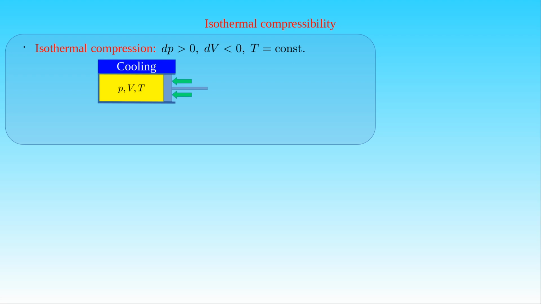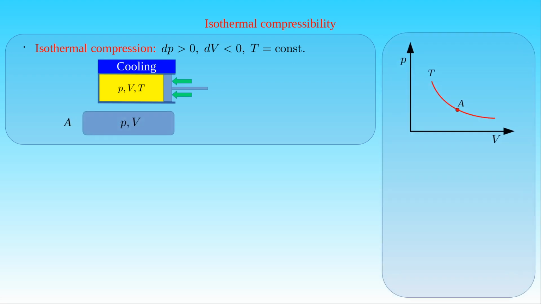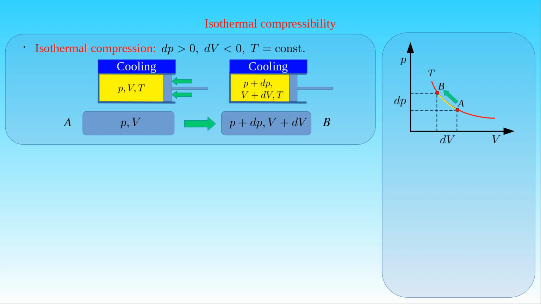The initial state of the gas in the cylinder is the state A. Let the initial pressure and volume of the gas be P and V in this state. We can look up the constant temperature T from the pressure-volume plot for the initial values of pressure and volume. The final state after the compression of the gas is the state B. The pressure and the volume of the gas in the state B will be P plus dP and V plus dV, respectively. The volumetric difference dV is negative in the case of compression.